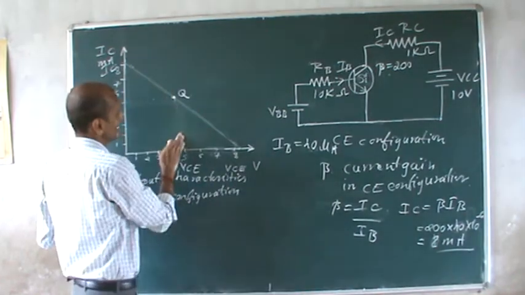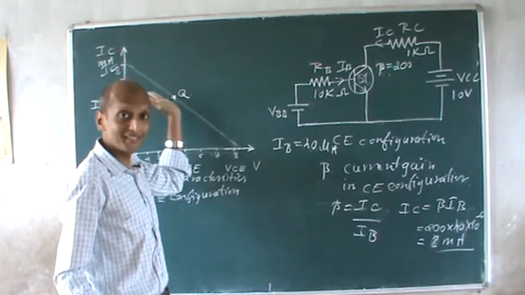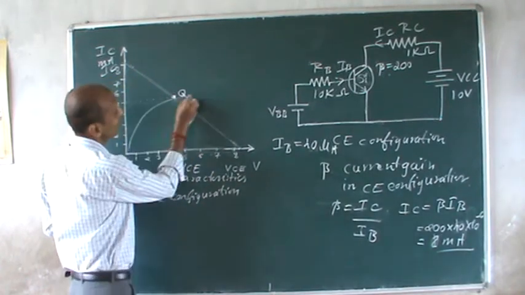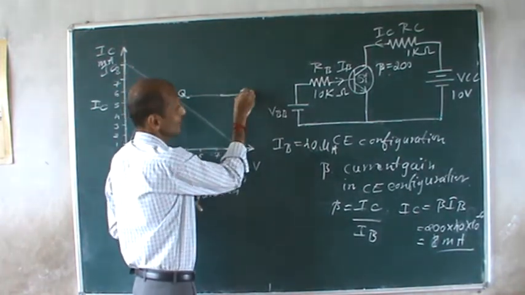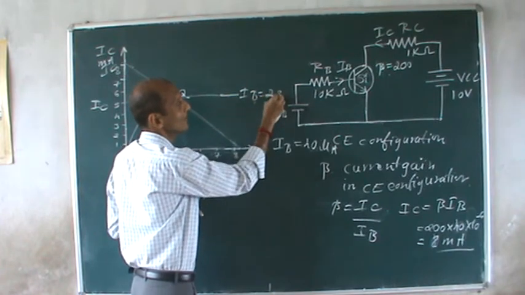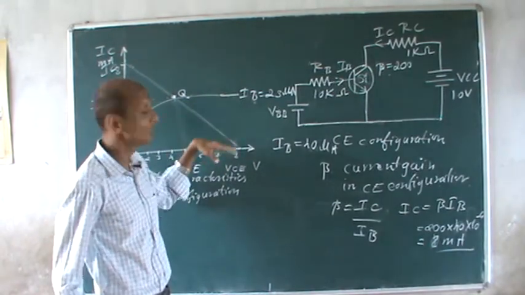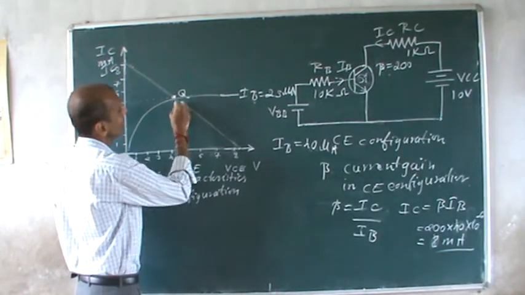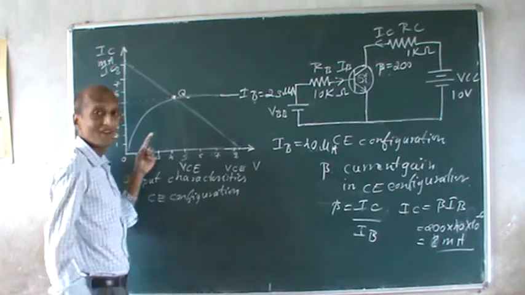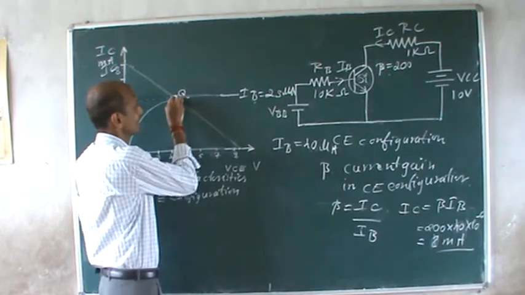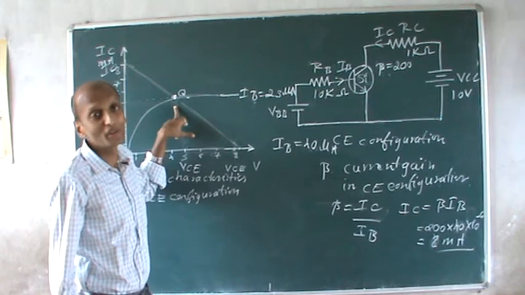So this is the intersection. So Q point is what? It is the intersection of your DC load line with the output characteristics. For this, what is this? This is for IB equal to 25 microamperes for the circuit, isn't it? So this is the DC load line and this is your characteristic curve, where it is going for an intersection point. So this point I can call the operating point, or Q point.